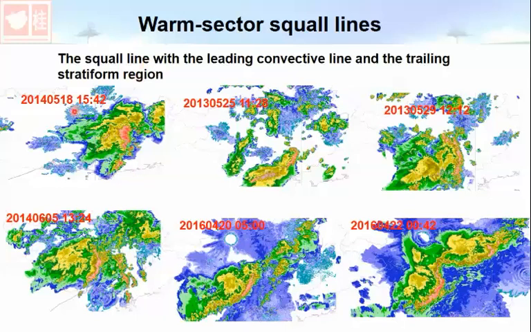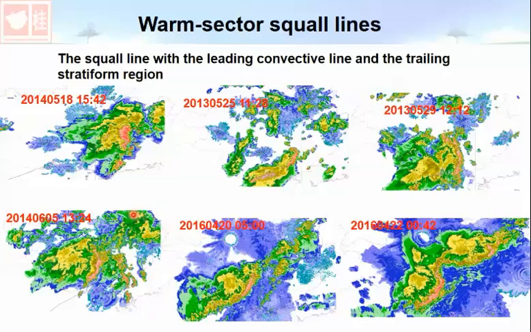Warm sector squall line. In these 6 individual cases from 2013 to 2016, the warm sector squall lines were distributed in the northeast to southwest or north to south direction. Different from the frontal squall lines, warm sector squall lines mostly moved from west to east and partly from southwest to northeast.